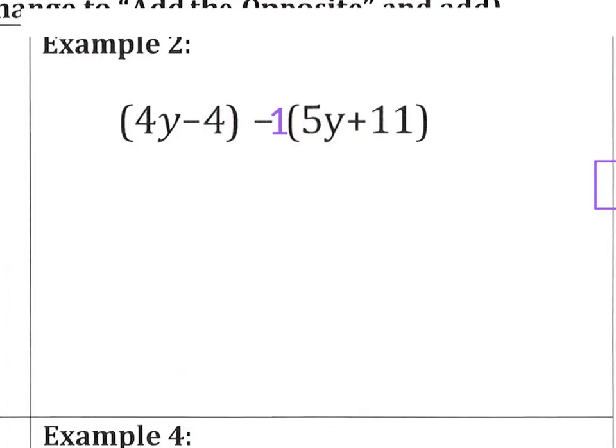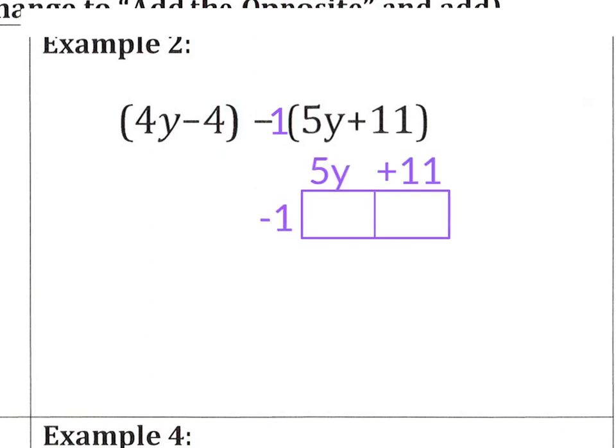Okay, number 2 here, we have 4y minus 4, and then I see this negative. I snuck a 1 right in there so that I know this is a negative 1 being multiplied by the 5y plus 11. So when I have this negative 1 on the outside and I need to multiply the inside, I'm going to bring over a box so I can set up an area model. So I put the negative 1 on the side with the 5y and then the positive 11.